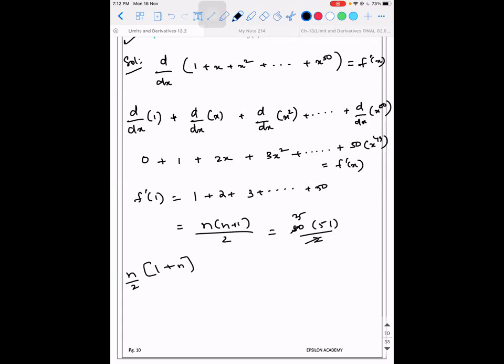So 25 into 51, whatever it gives, that's the answer. So 25 into 50 is how much? 1250 plus 25. 1275 is the answer.